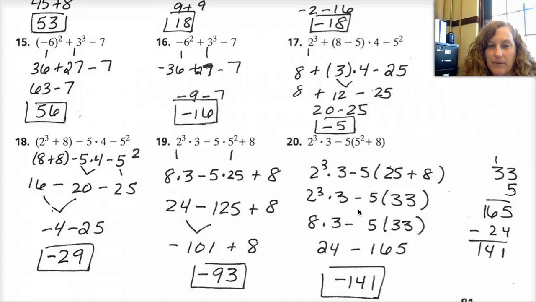And our last problem has exponents and groupings again. So exponent here is 5 squared is 25, plus 8 is 33. And then over here we have 2 cubed, which is going to be 2 times 2 times 2 is 8. So we end up with 8 times 3 minus 5 times 33. 8 times 3 is 24. 5 times 33 is 165. And then you subtract the 24, you get 141.